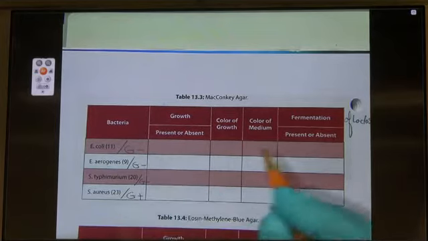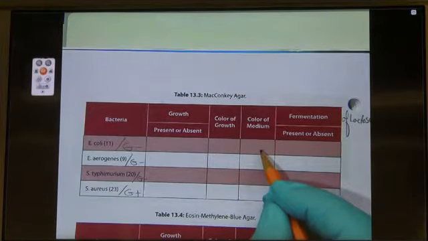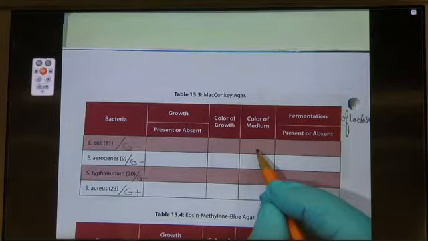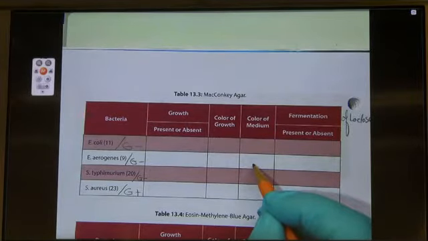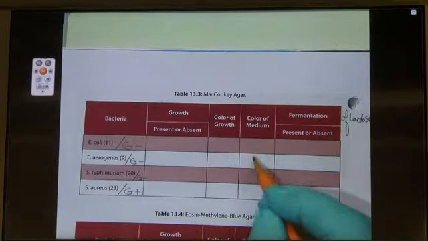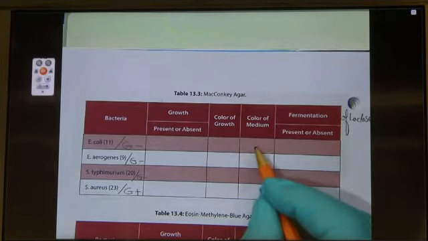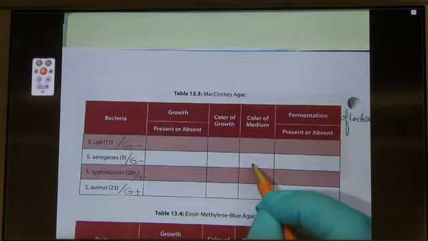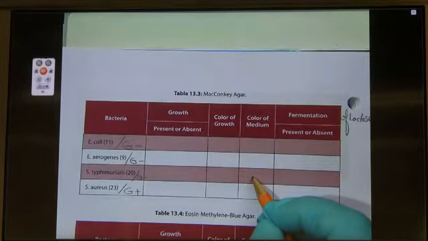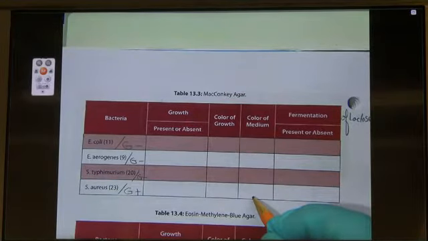Now, the color of the medium for E. coli, pink, because it has a halo around it, pink. Aerogenes, no change. So pink is not green. Because that's how we tell the difference. E. coli has a halo. Aerogenes has no change. Salmonella typhimurium, no change. Staph aureus, NA.